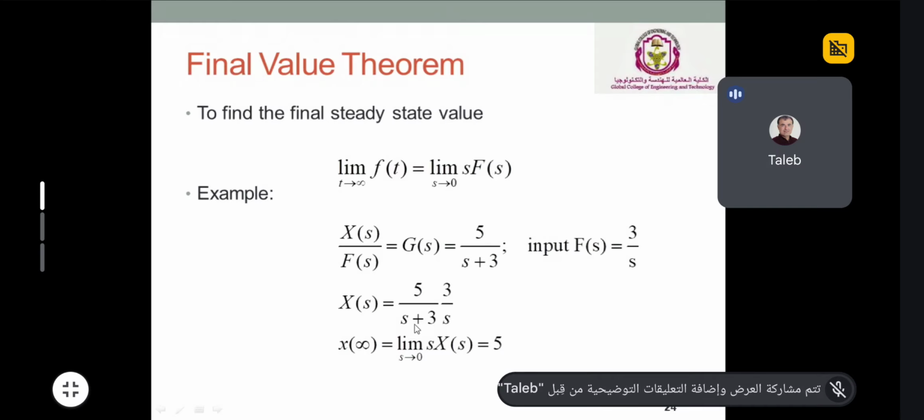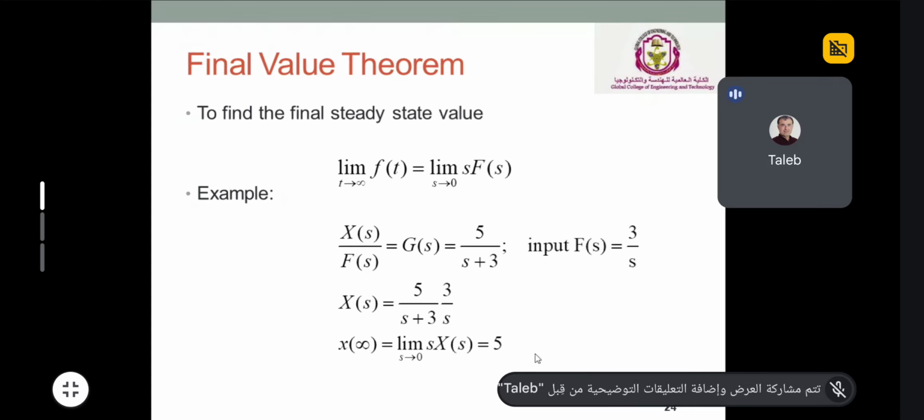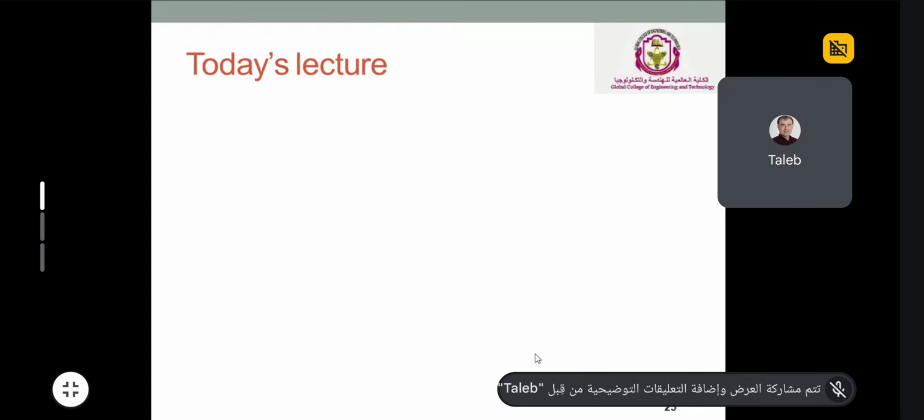So then you substitute S with 0. So 15 divided by 0 plus 3 will be 5. A very simple example. So in the exam, we have such a question, a very easy question in one part of the system analysis question.